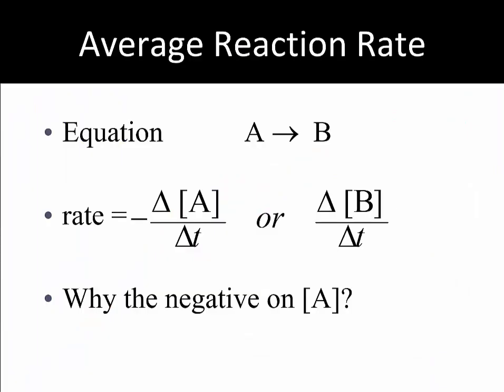Right? We can express this equation where A goes to B in 2 ways. We're either looking at a negative change in A, so A is decreasing with this negative sign, or a positive change in the concentration of B with respect to time. So B is increasing, positive sign. A is changing, but it's changing to a smaller number. It's decreasing over time.